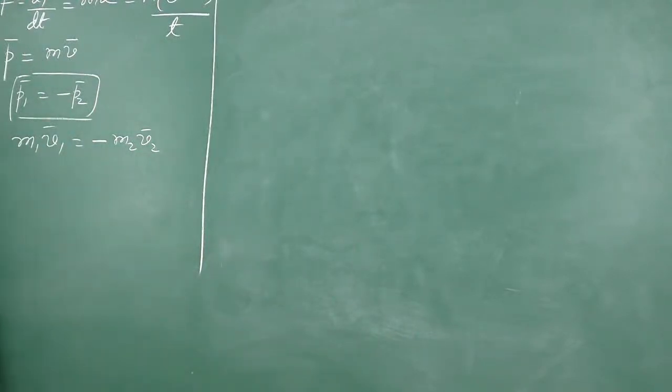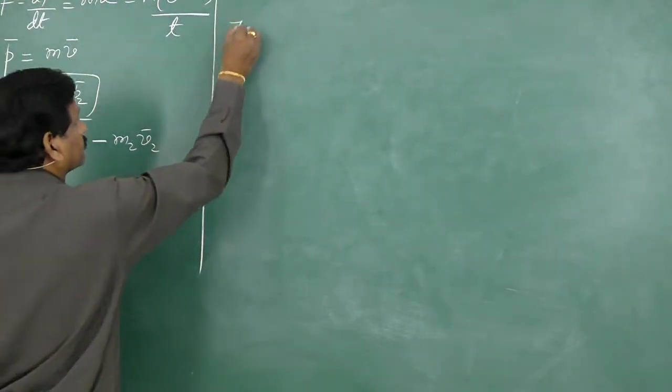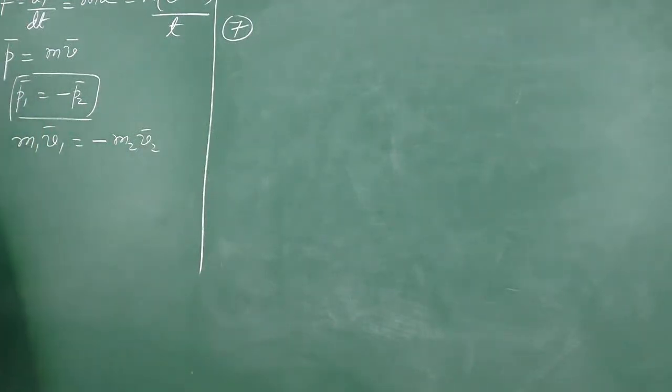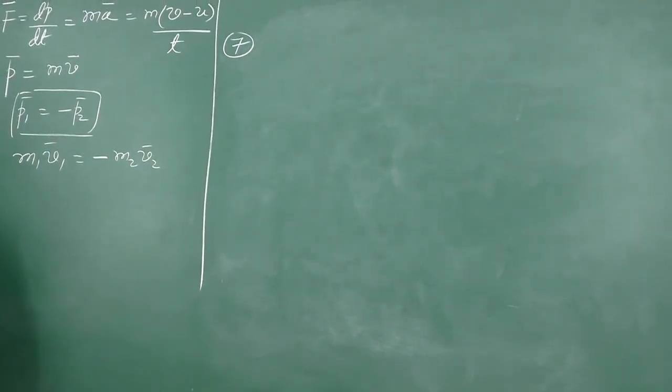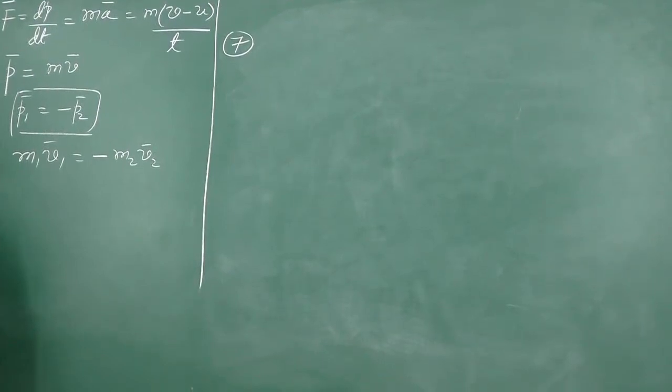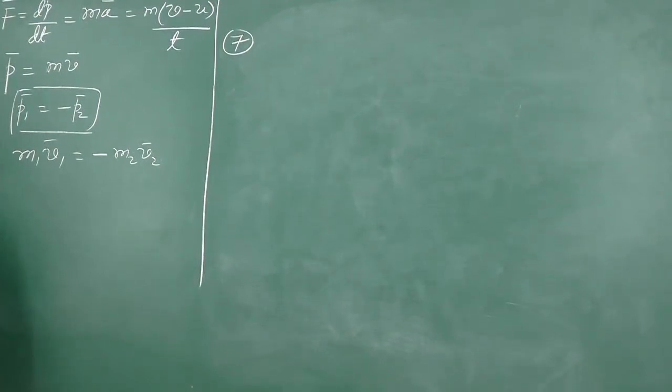Then you have seventh problem. A man of mass 30 kg uses a rope to climb which bears only 450 Newton. What is the maximum acceleration with which he can climb safely?